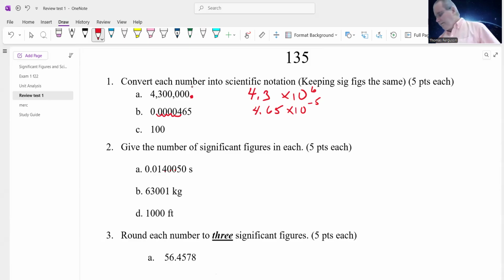Now on C, C has 1 sig fig. Now you can write it like this, or you can write it like this. I prefer this. Some people say, well, 1 times anything is itself. That's the identity theorem in numbers, which is true. 1 times anything is itself.